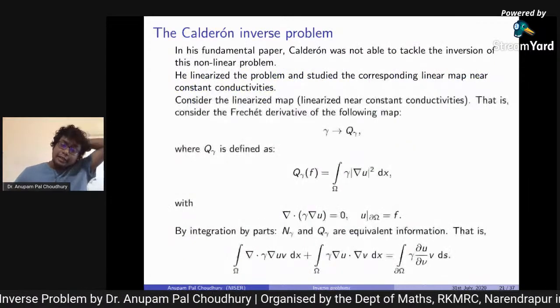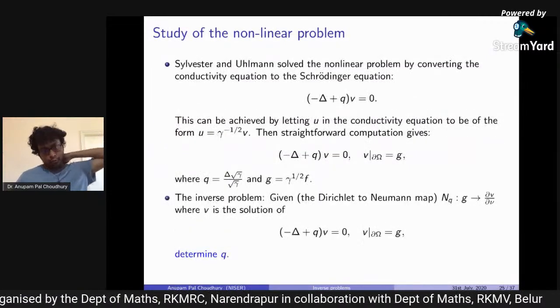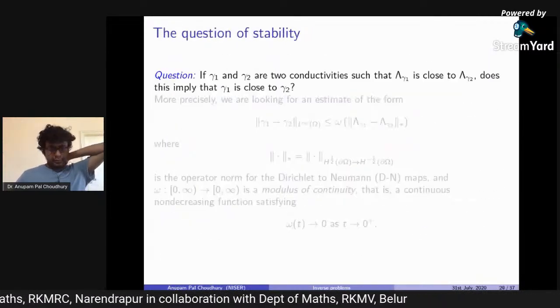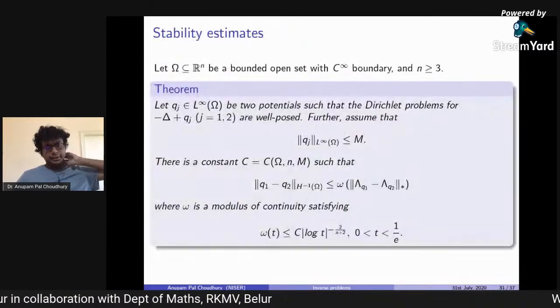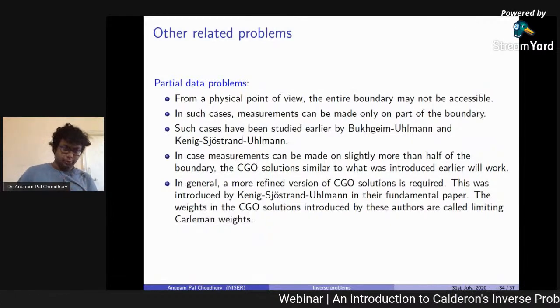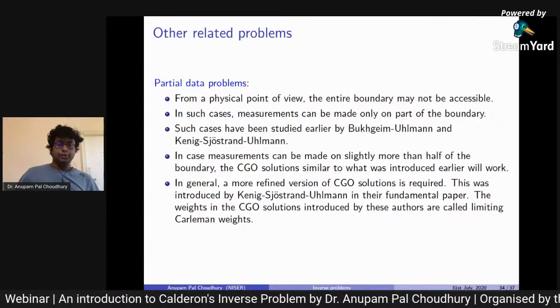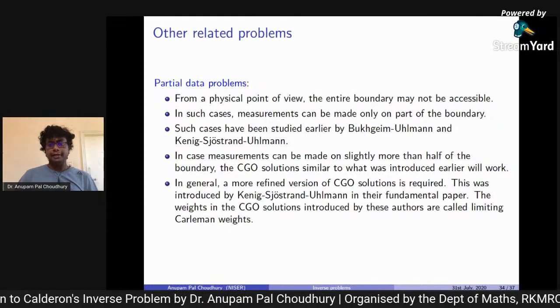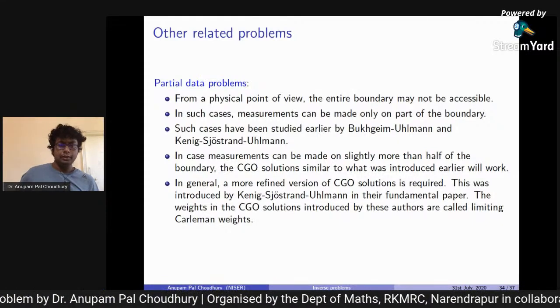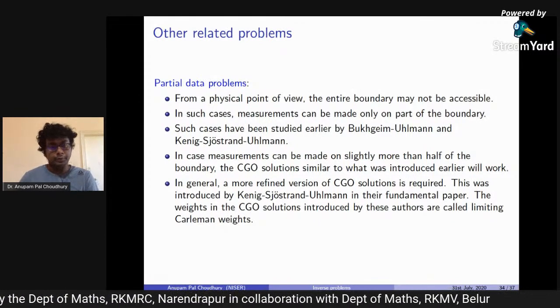So partial data problems are obviously much more complicated, and so obviously they are studied. A lot of problems are studied, and there are many ongoing works. So from a physics point of view, the partial data problem is another class of problems that people are interested in, obviously. As I mentioned, the entire boundary may not always be accessible, and you have to be happy with measurements only on a part of the boundary.